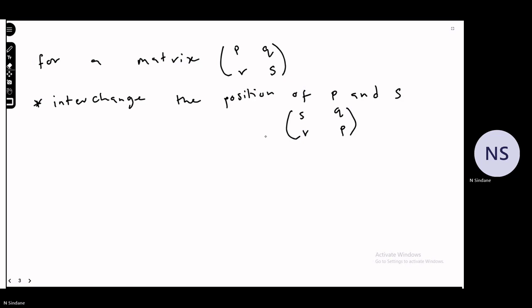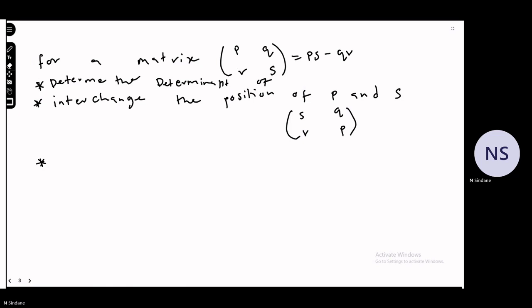Second, determine the determinant, because you're going to use it. The determinant of the original matrix will be PS minus QR.